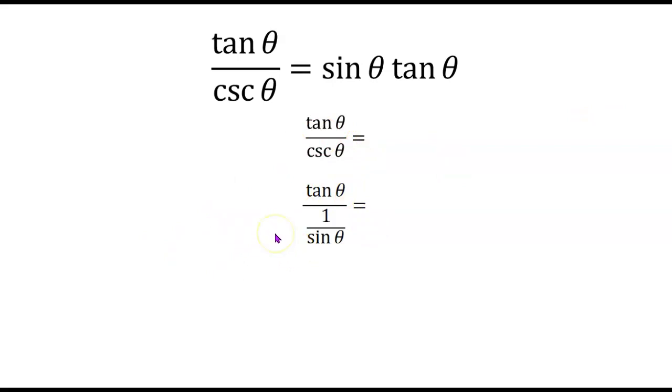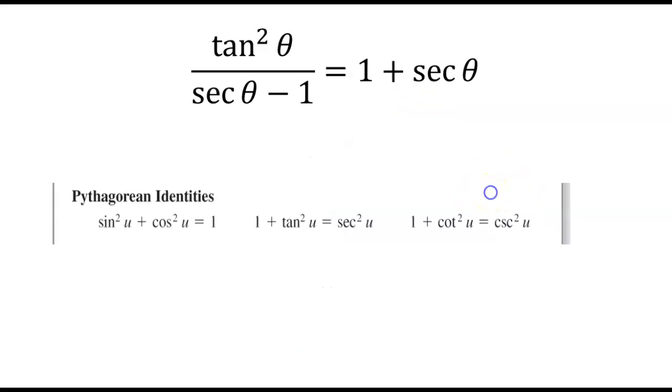But dividing by a fraction is the same as multiplying by the reciprocal. So now it's tangent of theta times sine of theta over 1, or just sine of theta. And since multiplication is commutative, it doesn't matter what order those two are in, I can switch them around and say it's sine of theta times the tangent of theta, and we're done. Okay, that was a pretty easy one. Now, how about this one?